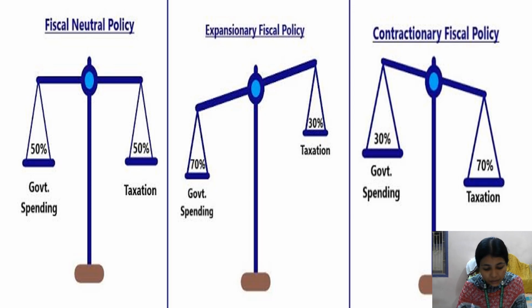Here, in neutral policy, government spending and taxation are equal, 50 and 50. In expansionary fiscal policy, government spending is higher, up to 70%. In contractionary fiscal policy, taxation is higher, up to 70%.